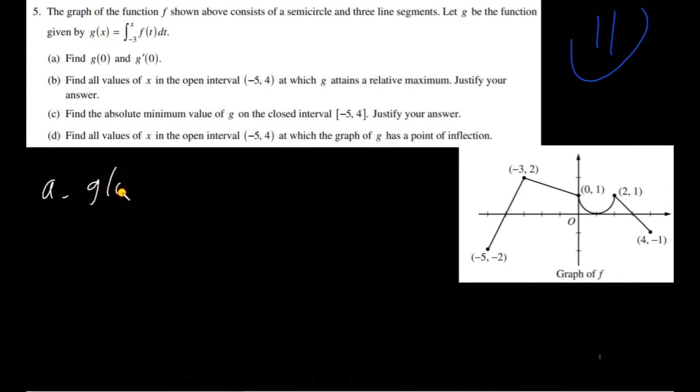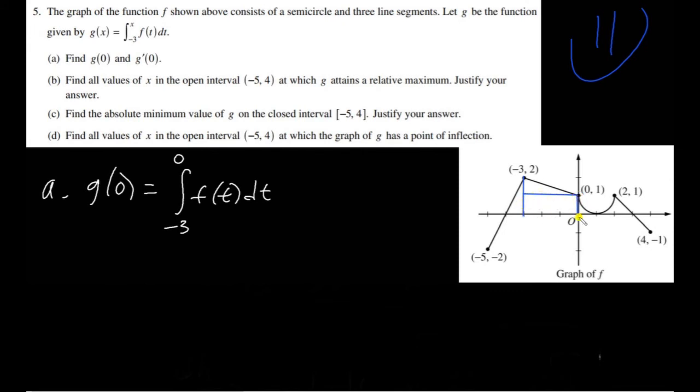So g of 0 is going to be the integral from negative 3 to 0 of f of t dt. Let me sketch that out here. We're starting at negative 3 and going to 0. This is the region that we want to find the area of. Easy enough, right? What is this called? Trapezoid? Yeah, trapezoid. So we'll split this up into a triangle and a rectangle.